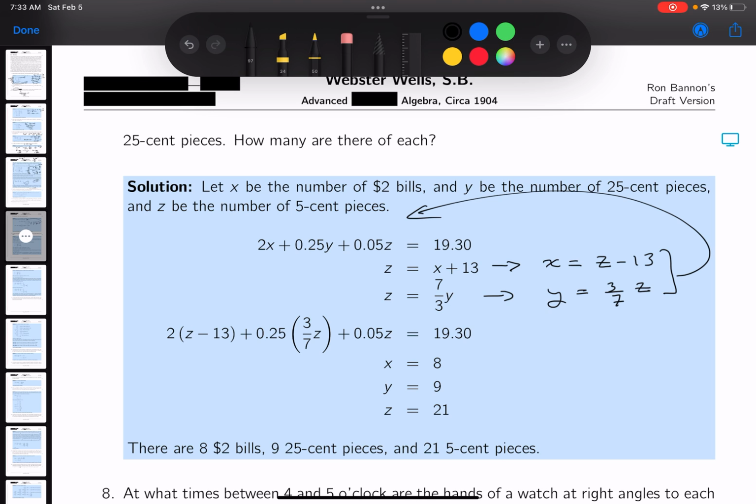So what are you going to get? You would get twice the X. Well, the X is Z minus 13. That's where that is coming from. And then you're going to get 0.25 times Y. Well, Y is 3/7 of a Z. That's where that second term is coming from. The third term is just 0.05 Z, and that's $19.30. Now, granted, there's a mixture of numbers over here, decimals and fractions. And I want to see if I can solve for Z.